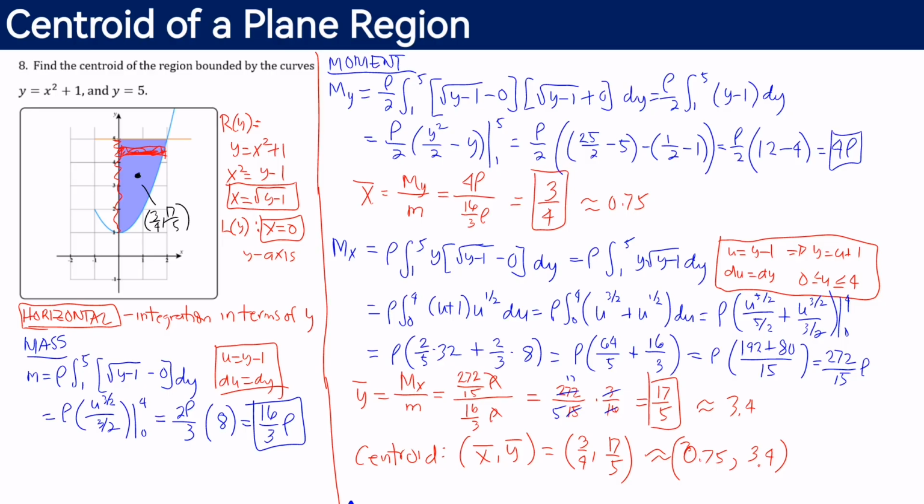So the same item using horizontal rectangles. So integration is in terms of y. So right function minus left function. We still got the same answer, 3/4, 17/5.